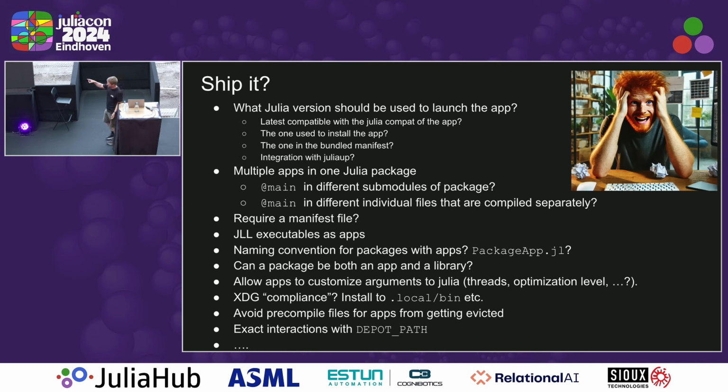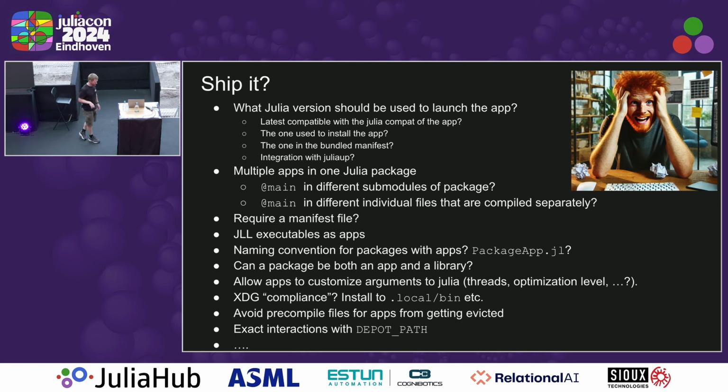Should a manifest file be required so that the app author says, OK, these are the versions we're going to use, and that's it? Those are the ones we use. Another thing is that JLLs can provide executables, and it would be nice if we could also install those as apps. So we can have a little Julia distro almost, where we download our command line tools, not only the Julia ones, but also the ones that are provided by the JLLs as apps.